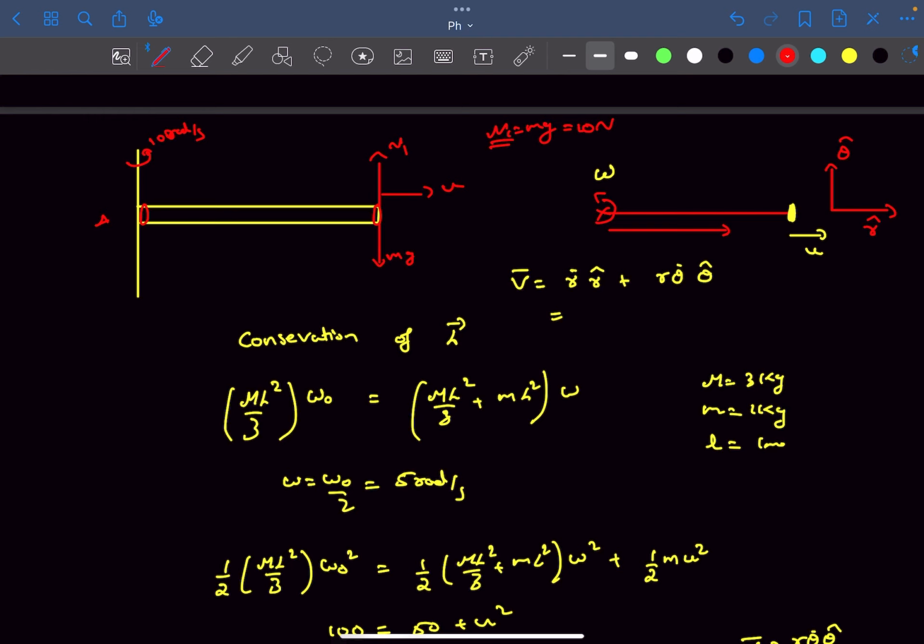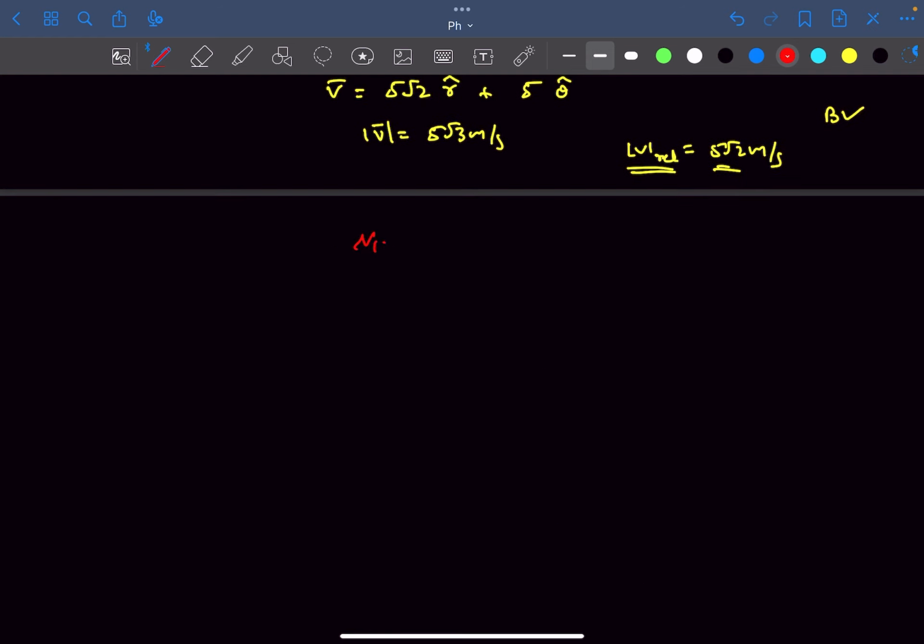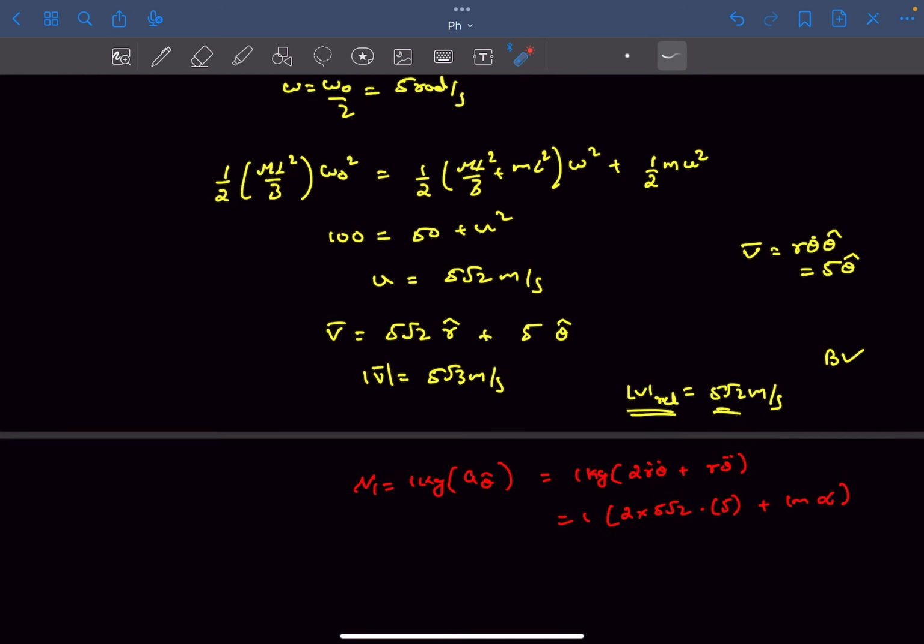But now we have one more normal, which would be in the theta cap direction. As we know the acceleration in the theta cap direction, we can instantly write N1 as mass of the bead, which is 1 kg, times the acceleration in the theta cap. And the acceleration in the theta cap was 2 r dot theta dot plus r theta double dot. So now what is r dot? r dot is u, which is 5 root 2, and theta dot is the omega at that instant, which would be 5 radians per second, plus r is going to be 1 meter. Theta double dot will be the alpha of the rod. And if we can somehow determine alpha, our question is done.